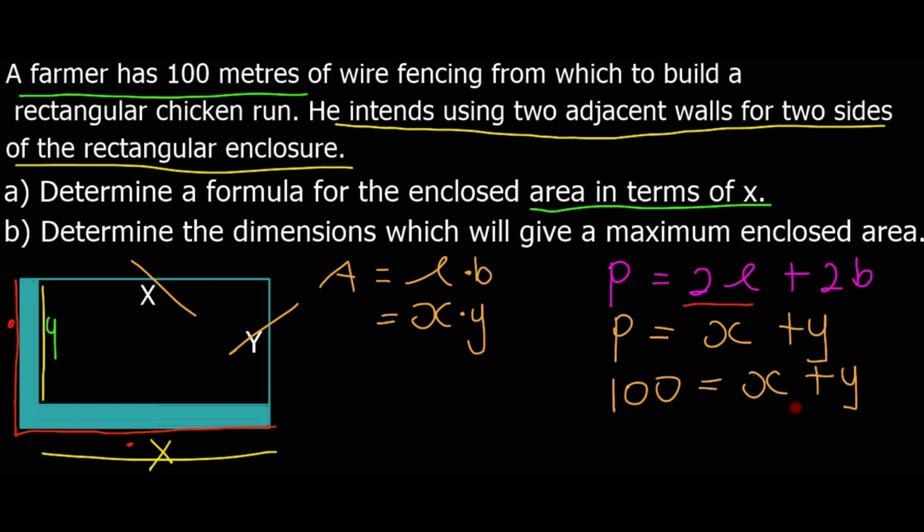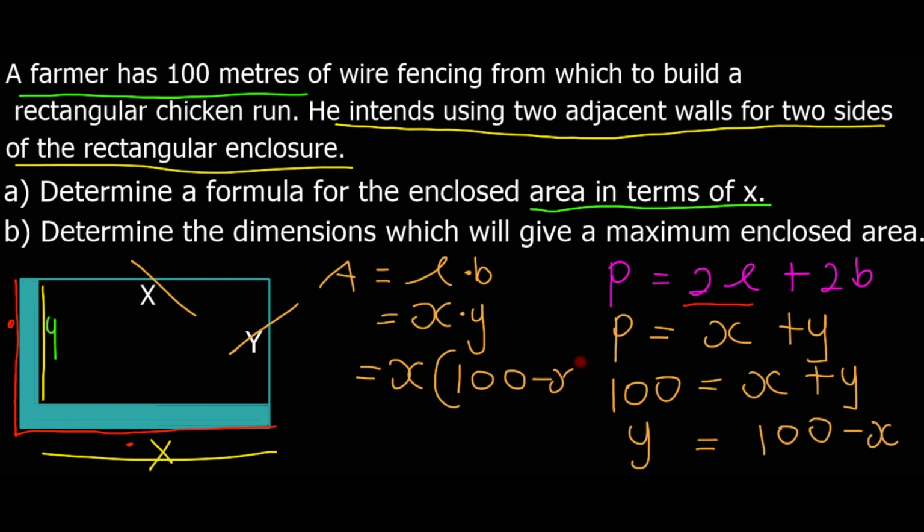So from there I can find y; we say y is equal to 100 minus x, because x goes to the other side. Therefore we have x and then y over 100 and then minus x. So from there we say the area is 100x and then minus x squared, because we multiply out the bracket. So this is our final answer.